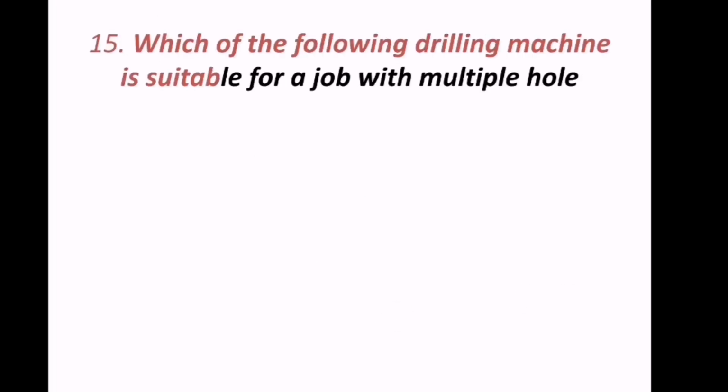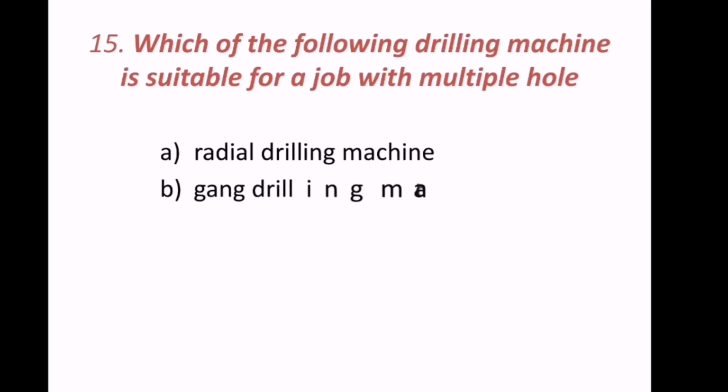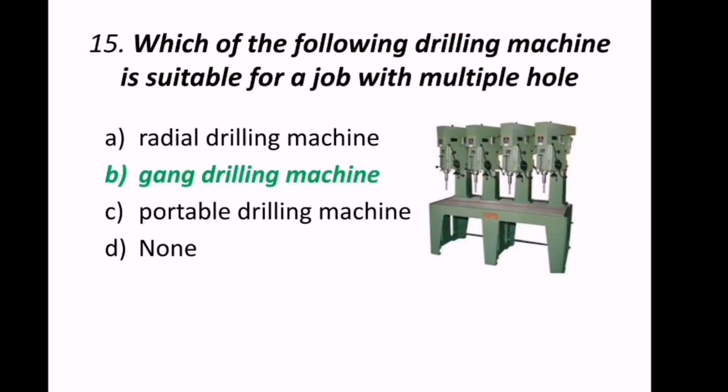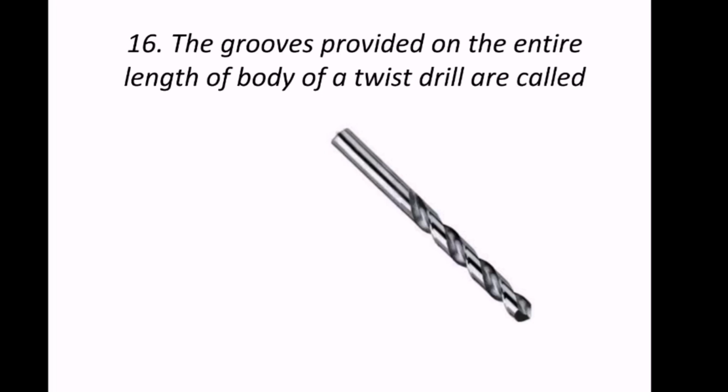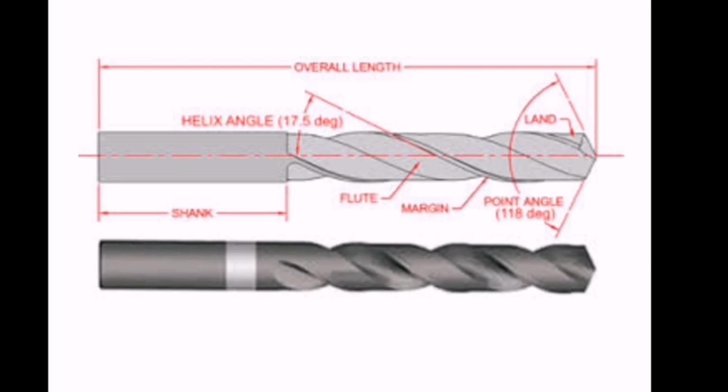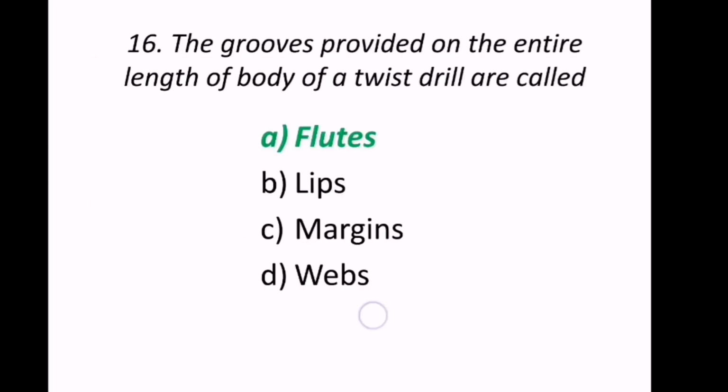Fifteenth question, which of the following drilling machines is suitable for a job with multiple holes? Maybe radial drilling machine, gang drilling machine, portable drilling machine, none of the above. To make multiple holes, the gang drilling machine is used, as we can see in this figure. Sixteenth question, the grooves provided on the entire length of the body of a twist drill are called flutes, or lips, or margins, or webs. That is nothing but flute, we can see in the middle of the figure. Hence the correct answer is flutes.